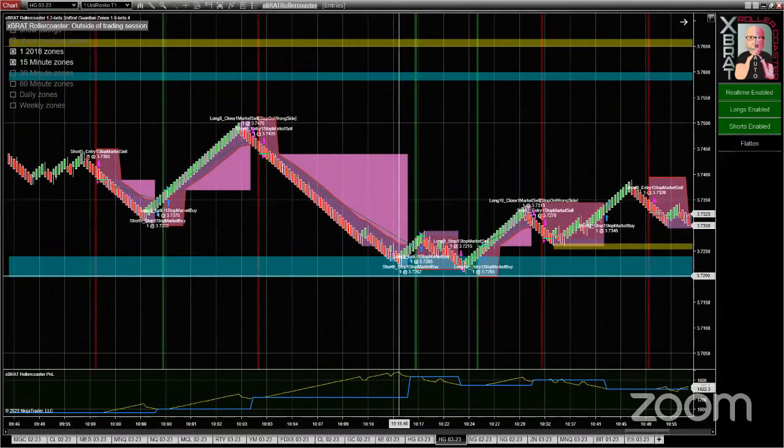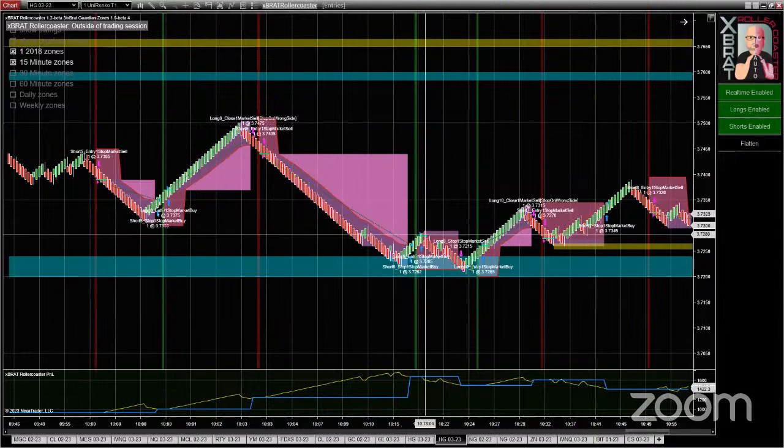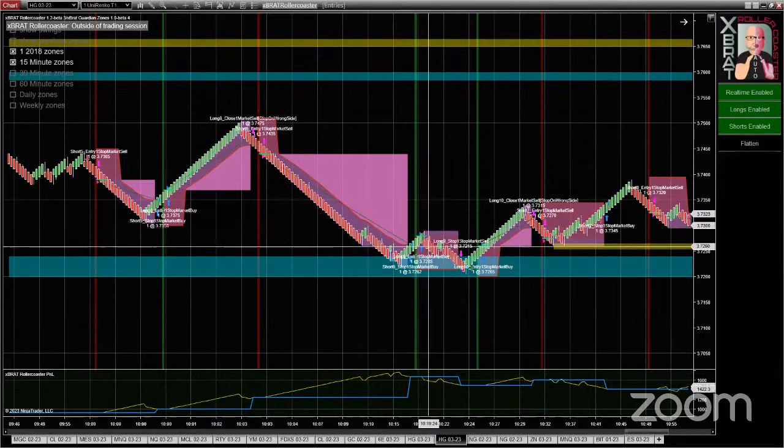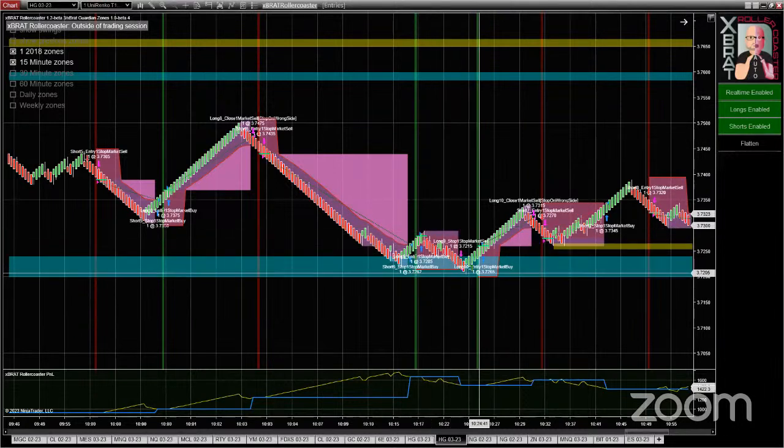Okay. We get a long here, it fails. And this is where the mentality of this really comes in. You will get some losing trades, but we've just had some massive winning trades. We get a long here, lots of fresh air, it fails. It comes back down to test this support.